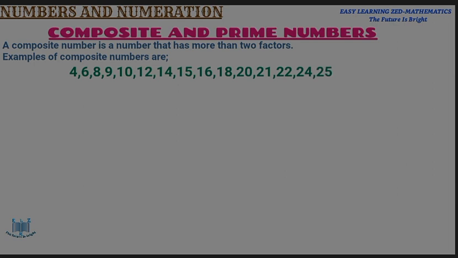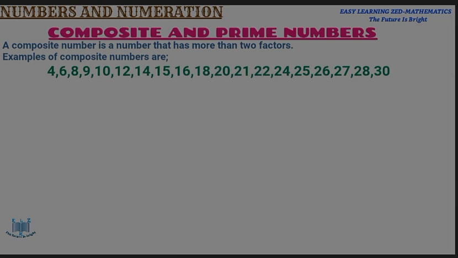25 is also a composite number. It has got more than 2 factors. 26 is also a composite number. It has got more than 2 factors. 27 is also a composite number. It has more than 2 factors. 28 is also a composite number. It has more than 2 factors. And 30 is also a composite number because it has got more than 2 factors. Now, I've brought out numbers between 1 and 30 which are composite numbers.